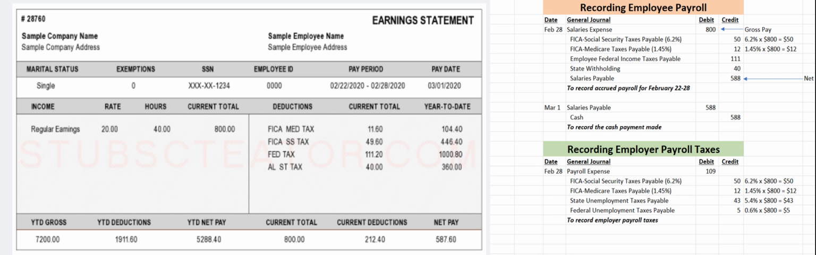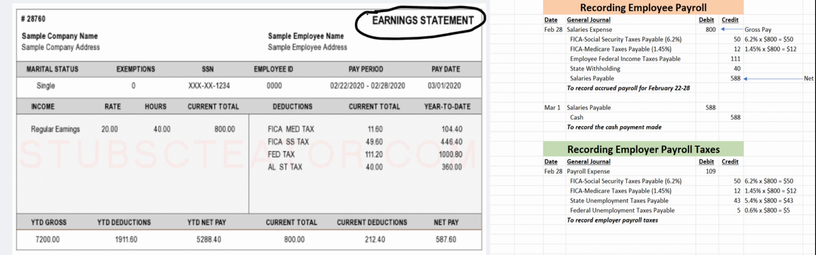So here's an example of a real world pay stub, even though this is just a sample pay stub. And it doesn't have any confidential or private information or personal information here, so there's nothing to worry about. But as you can see here, this is an earnings statement. So I'm going to circle this here, earnings statement.